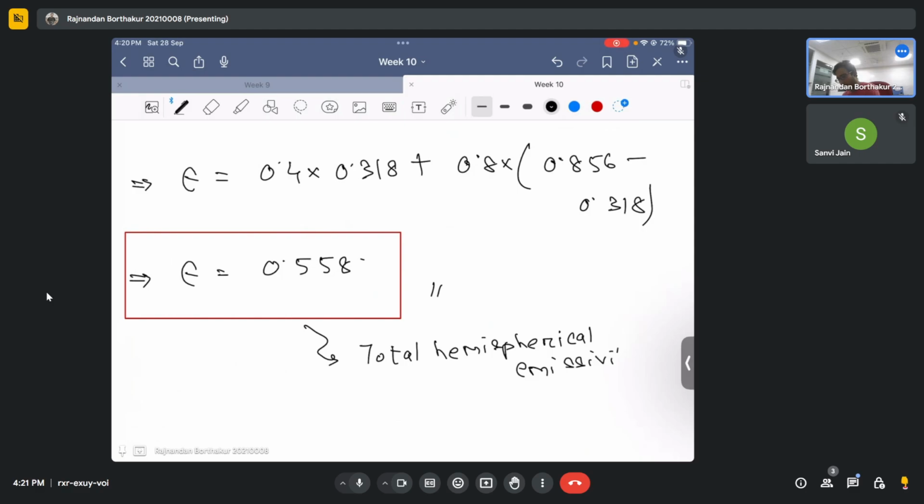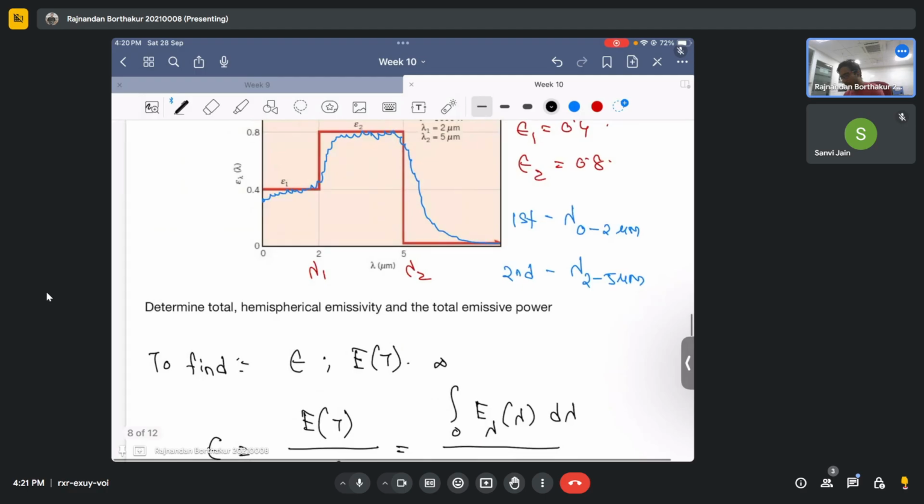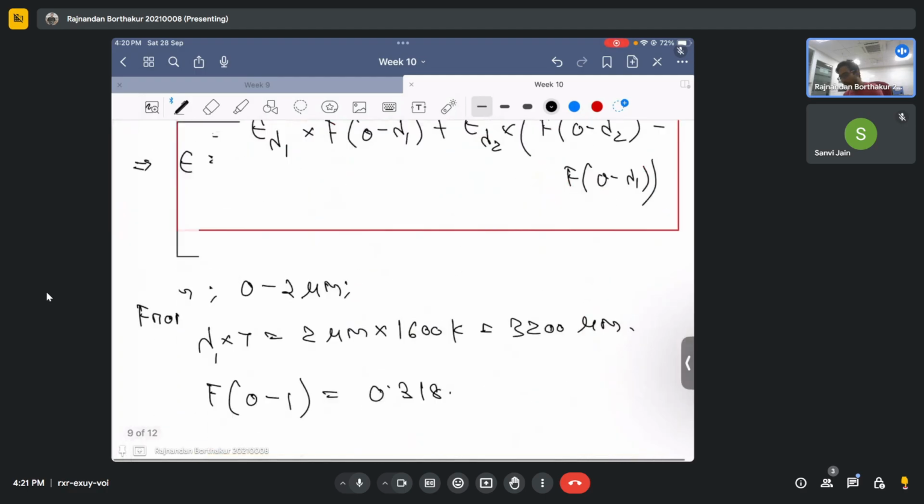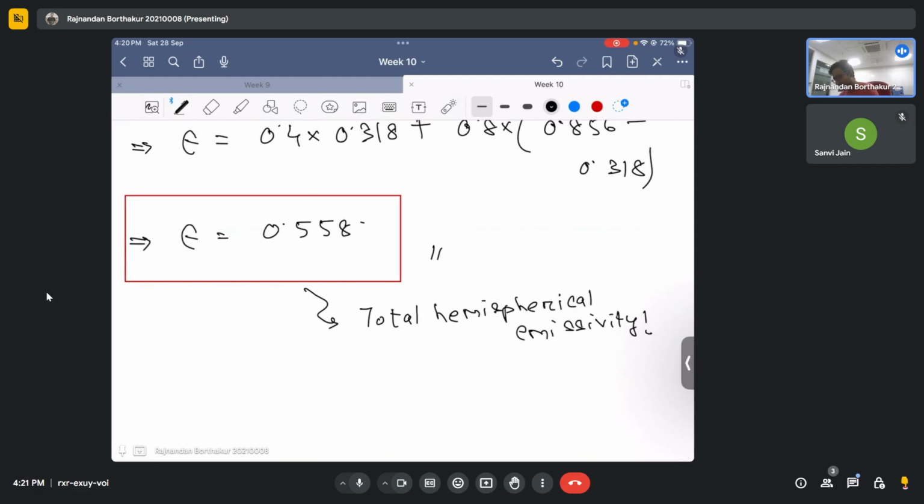All right. So once you know the total hemispherical emissivity, there is also one more part of this problem, which is to calculate the total emissive power. So how do we calculate the total emissive power? This is something that you need to tell me now. How do we calculate this E_T, that is the total emissive power of this real surface?